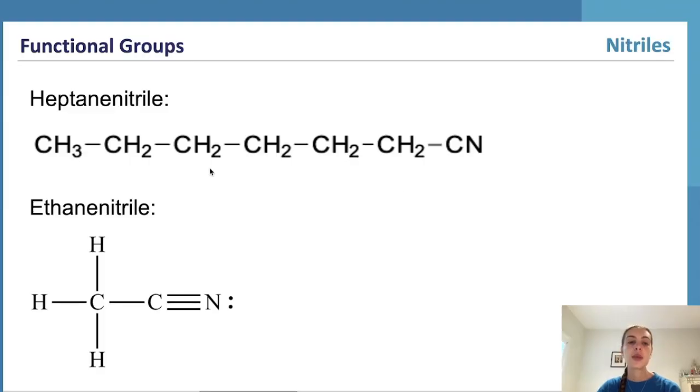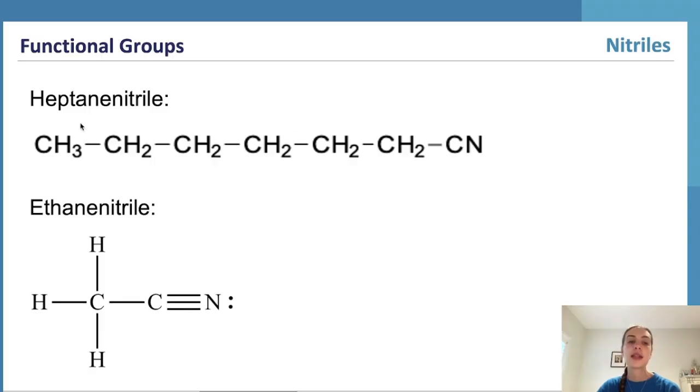So an example which we can look at of these here is, for example, heptane nitrile. So heptane being that it's a 7 carbon long chain, so 1, 2, 3, 4, 5, 6, 7. So we've got 7 carbons along that chain. And then the nitrile meaning that we've got this nitrogen bonded onto the end of this molecule.